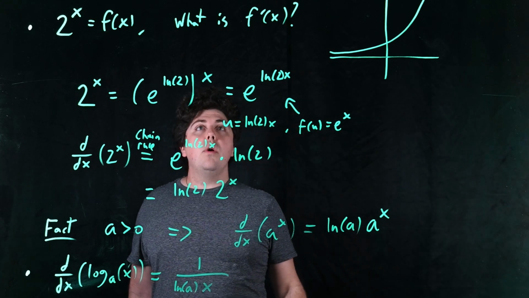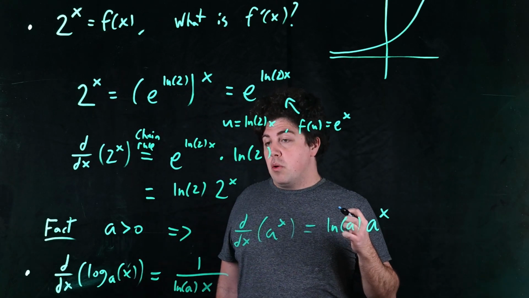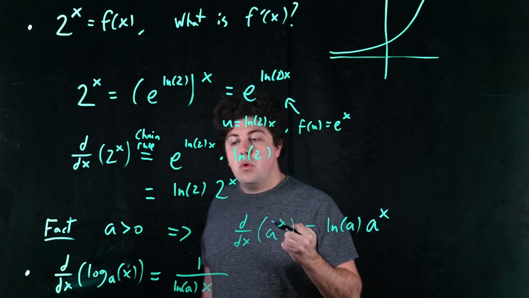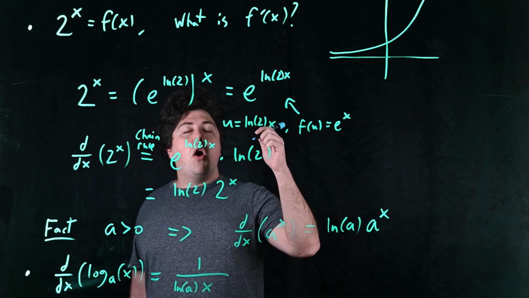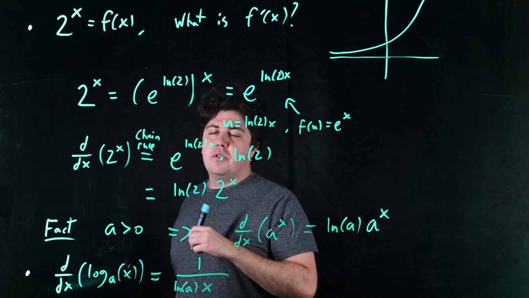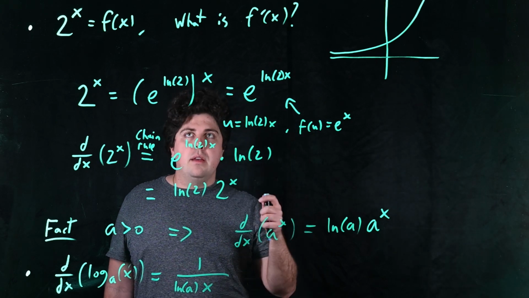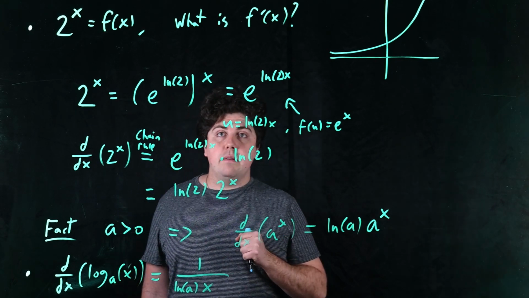Okay, so we can do both of these things with the chain rule. So now we know how to differentiate arbitrary exponential functions and arbitrary logarithmic functions. Let's also do a little more in the same vein.